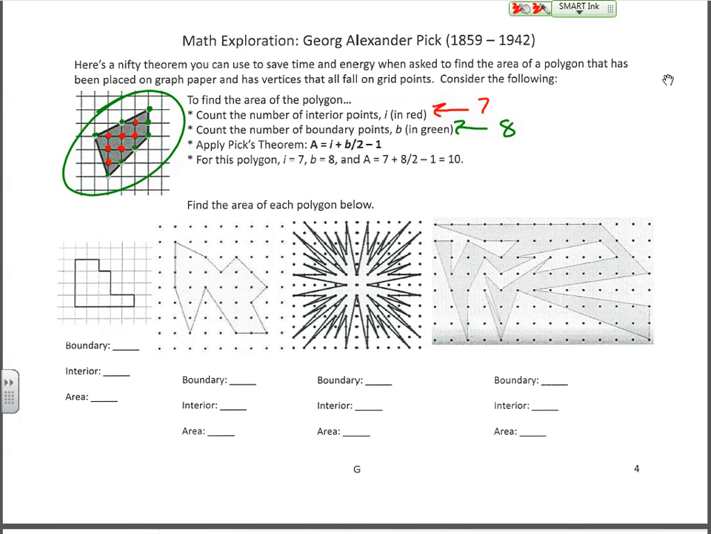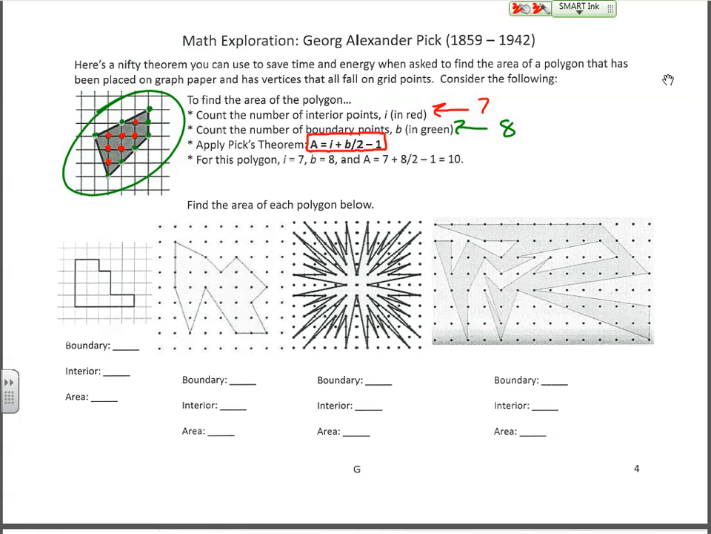And Pick's theorem is that the area of this polygon will be the interior plus the boundary divided by 2 minus 1. Now, notice the order of operations here. You're only dividing the boundary points by 2. It's not the sum of I and B divided by 2. It is just B divided by 2, then add the interior, then subtract 1.